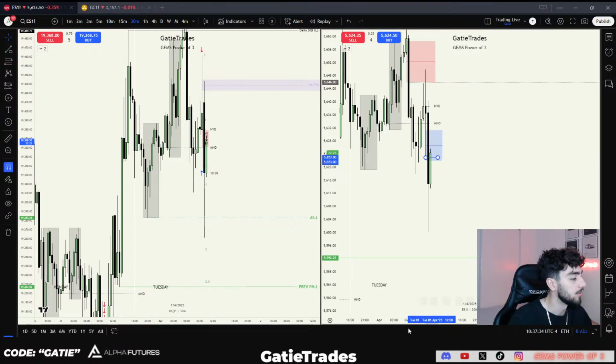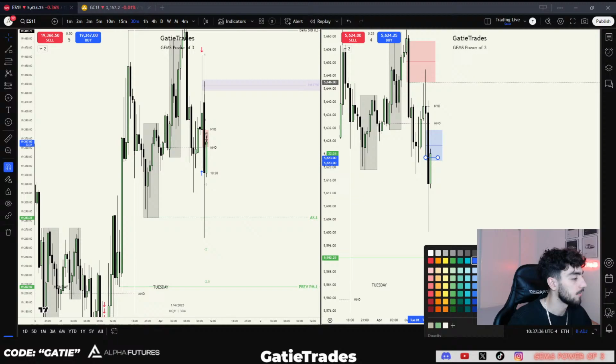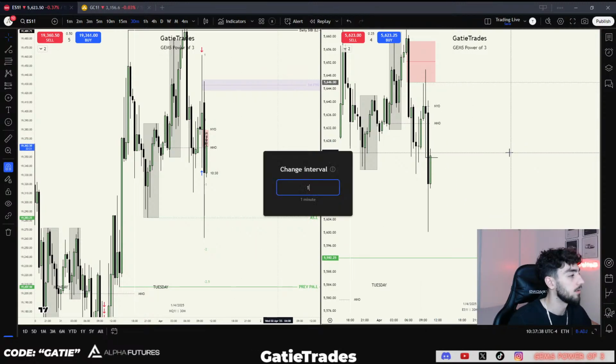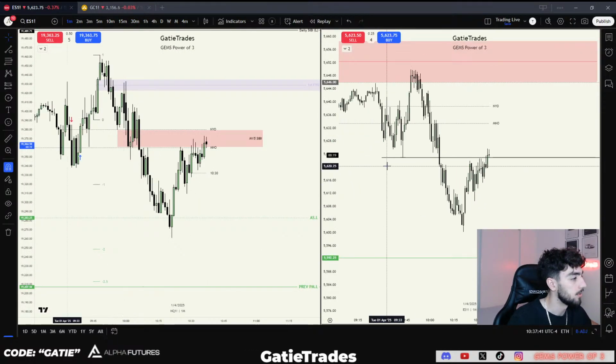See if you can stay below the previous 30-minute low. That's what I'm looking for right now. Can we stay below this low?